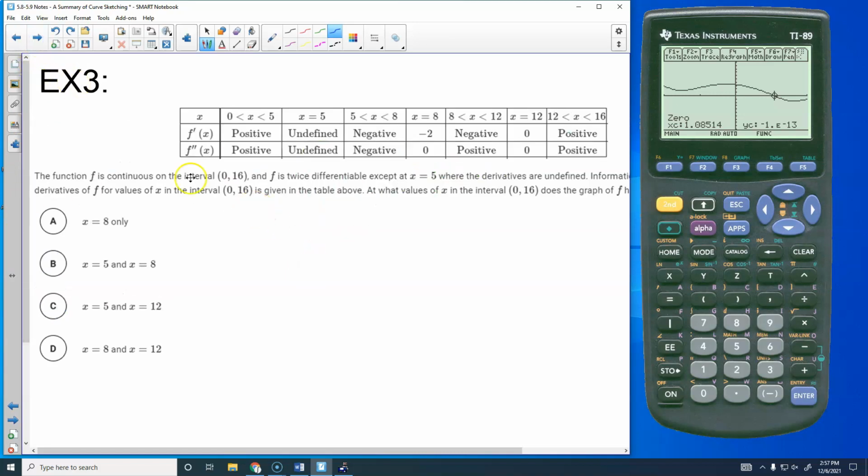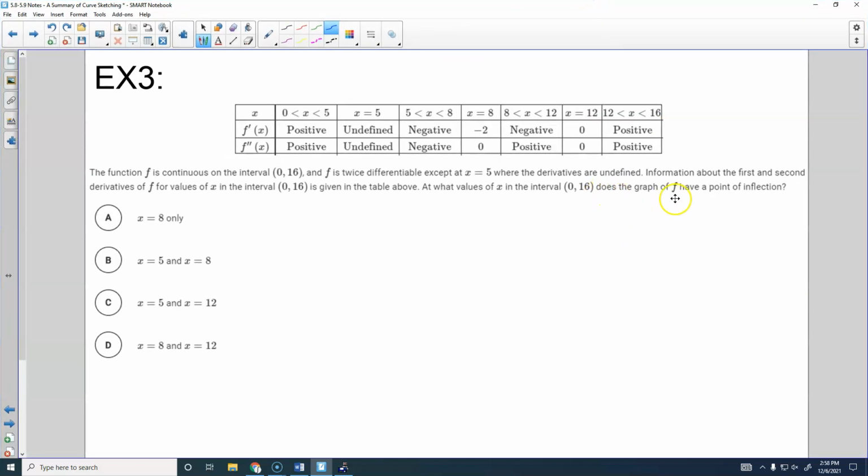Okay, let's look at this one real quick. All right, so F is continuous from 0 to 16. It's twice differentiable. It's set at 5. Where the derivatives are undefined, its information is given above. Let's see. Did I cut this? Okay. At what point does the graph of F have a point of inflection?